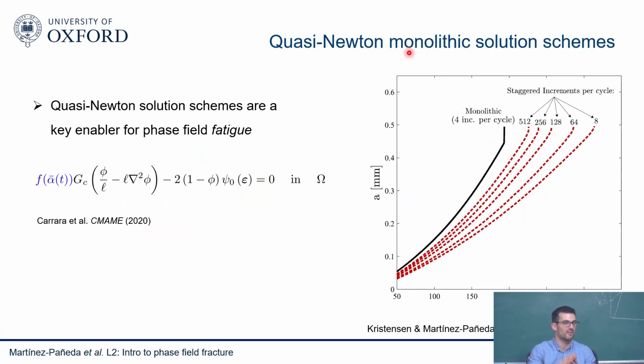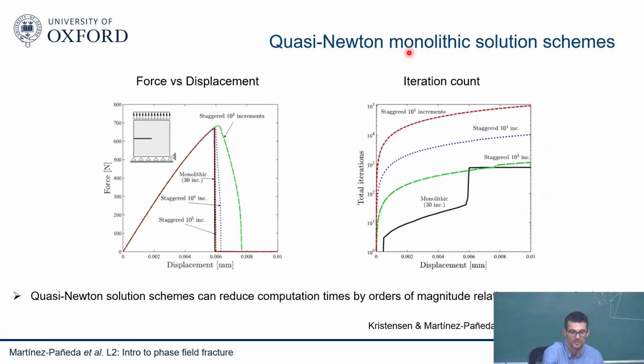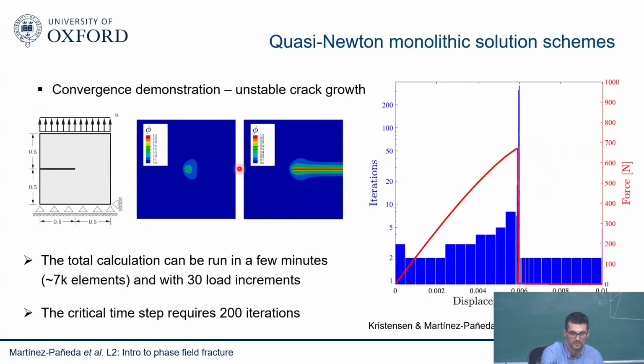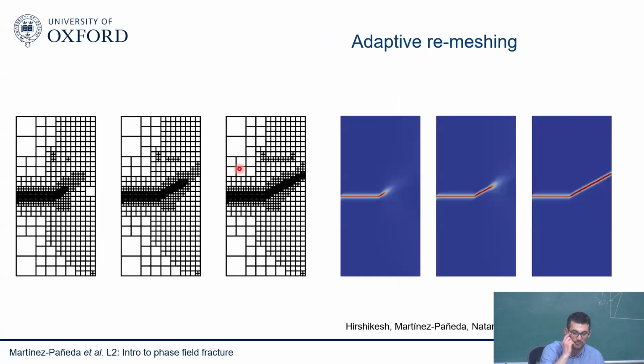Your mesh has to be fine along where your crack is going to propagate. So what can you do? Well, first, these monolithic solution schemes, in my opinion, significantly accelerate calculations because you can use 10 load increments to resolve your problem. So you can do it in a few minutes. The other thing that you can do is adaptive remeshing. Again, this is work coming from IIT Madras with Sundar and Hirshikesh.